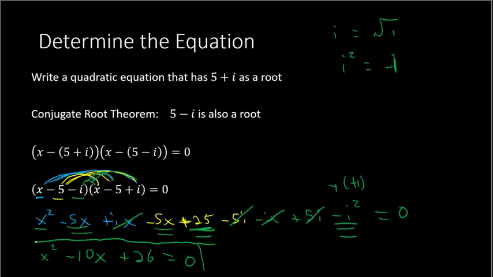So notice everything is much simpler now, and this is our equation. So x squared minus 10x plus 26 equals 0 is our equation that has 5 plus i as one of the roots.